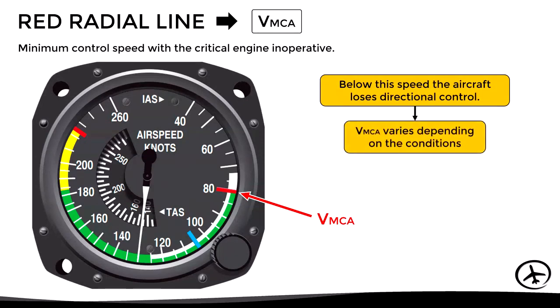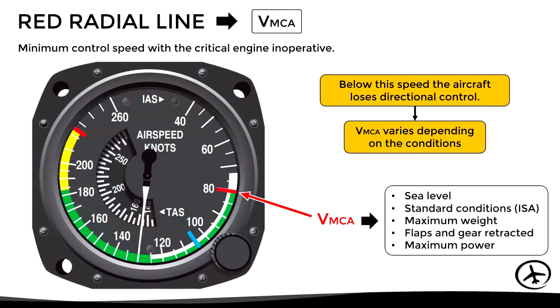So the speed marked in the instrument with this red line corresponds to the actual VMCA only under the following conditions: sea level, standard conditions, maximum certified weight, flaps and gear fully retracted, and maximum power in the operative engine. Again, if any of these conditions change, the VMCA will also change. With this we end the explanation about the colors and markings of the instrument.